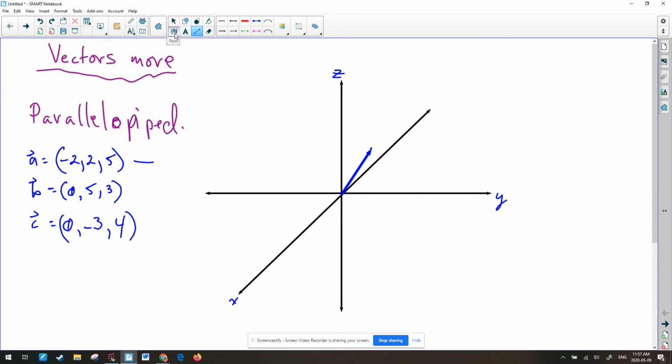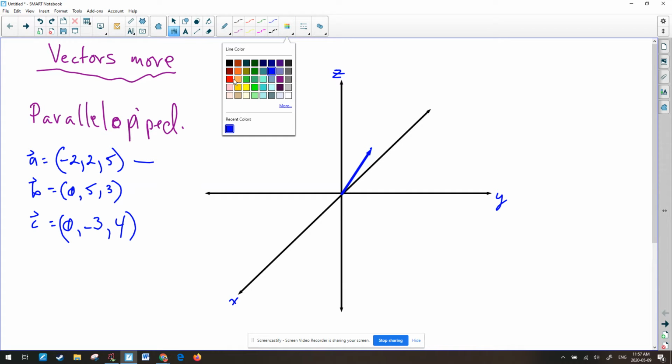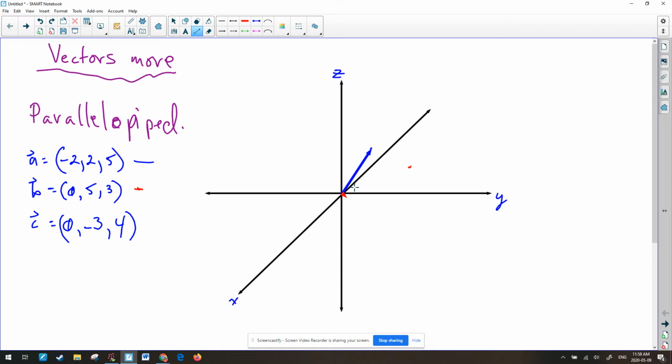And then we'll make red for vector B. Vector B is 0 on the x-axis, 5 on the y. So over here 5, and then 3. So 1, 2, 3. So in about this vicinity here. Let's draw that in. And then C can be, I think I can select green. I think that's maybe green.